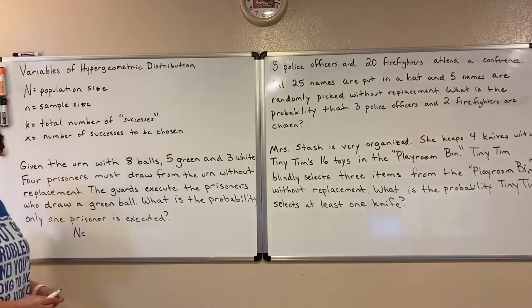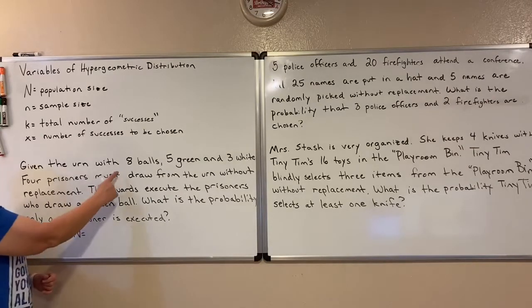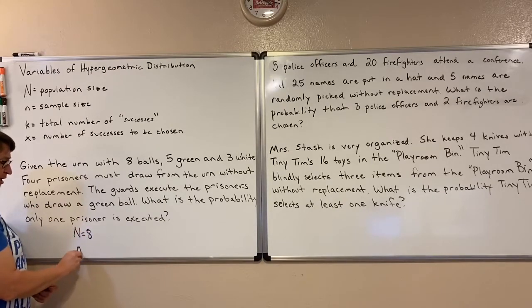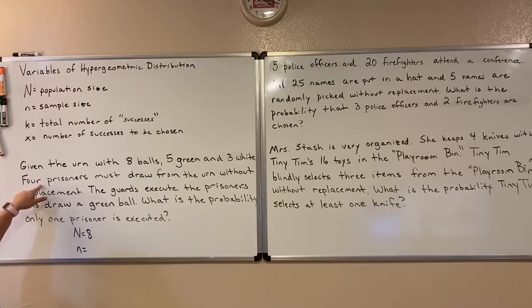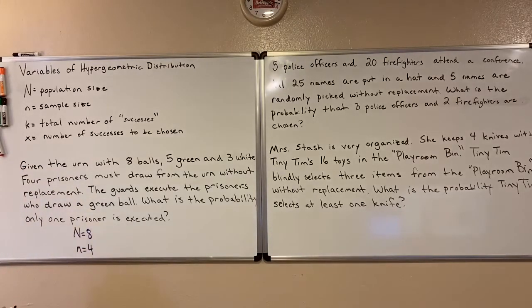So the total number of balls that are in the urn, that total number of balls, or our population, is 8. The sample size is the number that I'm going to pull out. How many am I going to remove without replacement from the urn? And we are going to remove 4, because our 4 prisoners are all going to draw out a ball. So our sample size here is 4.